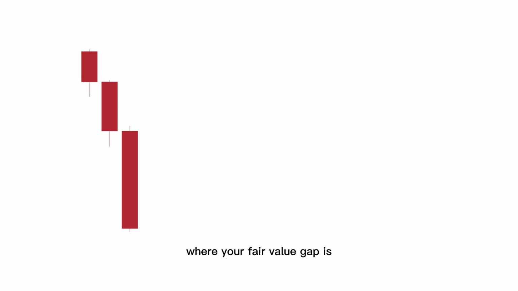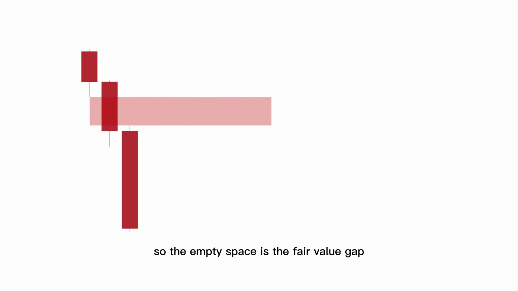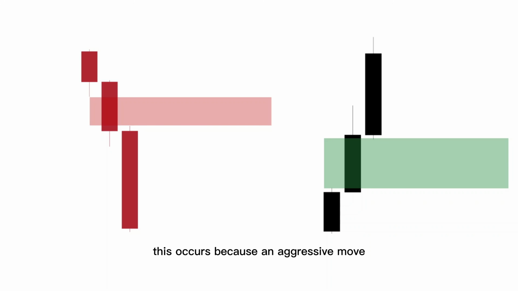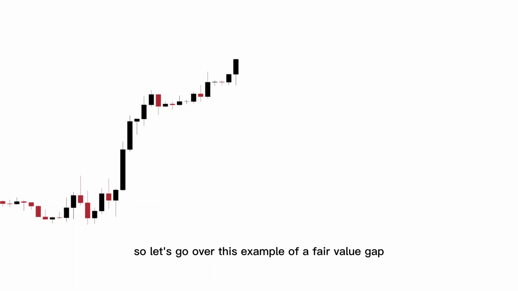Your fair value gap is the connection between the two wicks, and your body is the separator, so the empty space is the fair value gap. And why does this occur? This occurs because an aggressive move forces the market to move quickly, which causes the market not to be offered on both sides fairly. So let's go over this example of a fair value gap.